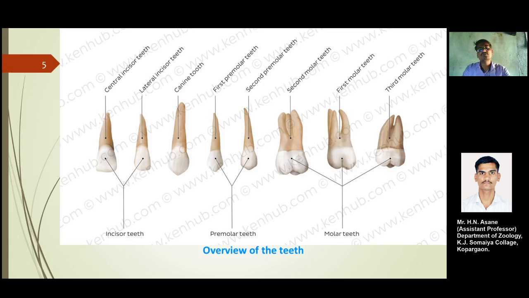The next level will be the molar teeth. There are three types of molars: the second molar teeth, then the first molar teeth, then the third molar teeth, that will be the wisdom tooth. As you can see, there are variations in the teeth, with their roots or with their structures of the crown.